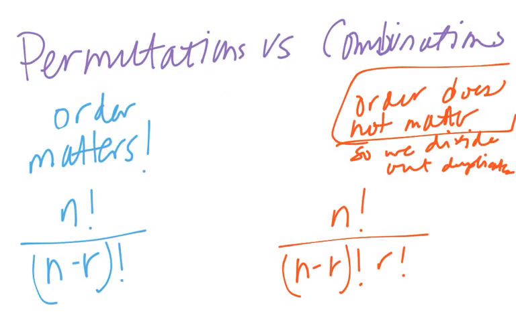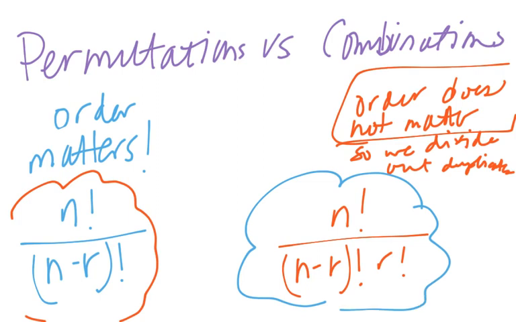So what is the main difference between permutations and combinations? For permutations, order matters, and we have this formula for permutations. For combinations, order does not matter, so we divide out any duplicated arrangements, and therefore we end up with this formula for combinations. In the next video, we're going to look at examples where you pick whether this is a combination or a permutation, and then we will work out a couple of examples.